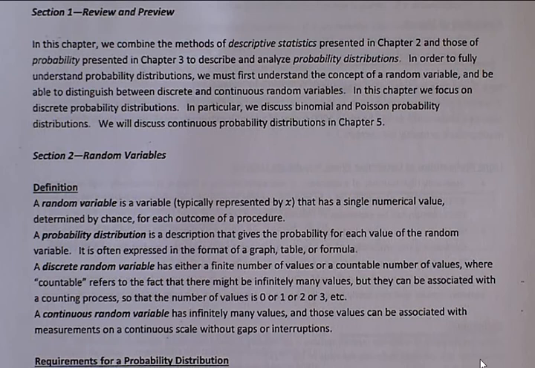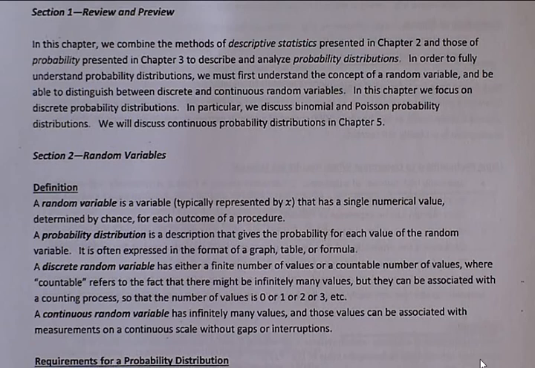The second definition, probability distribution, is a description that gives the probability for each value of the random variable. Okay, what's the chance that that thing's going to occur? A discrete random variable has either a finite set of values or a countable set of values, where countable refers to the fact that there might be infinitely many values, but they can be associated with a counting process, like 1, 2, 3, etc. Okay, we talked about discrete. We're going to start off with some exercises discussing discrete again.